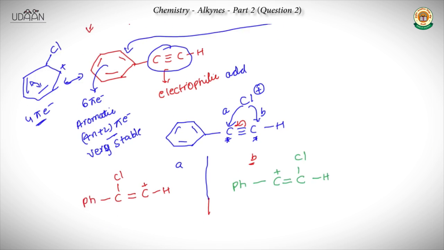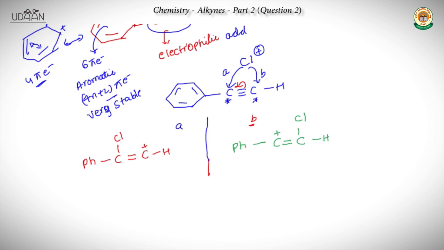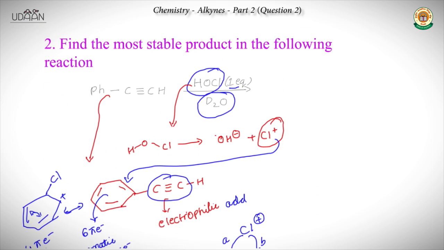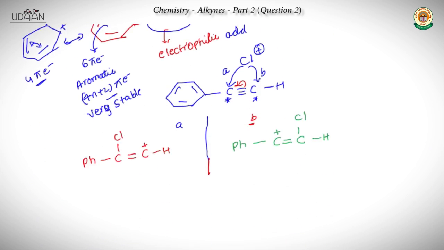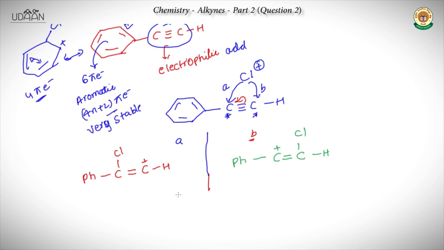Now also observe that in the question you are given only one equivalent of it. If you have an excess of it, there is a possibility for both of these to occur. Since you have only one equivalent, only the major intermediate will be a feasible one. I say that this is major and this is minor. I'll tell you the reason.